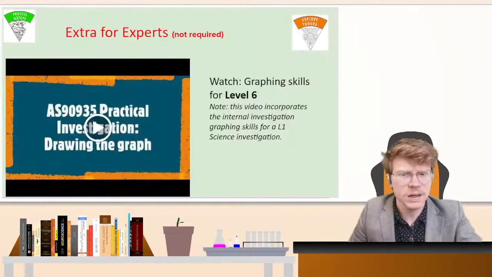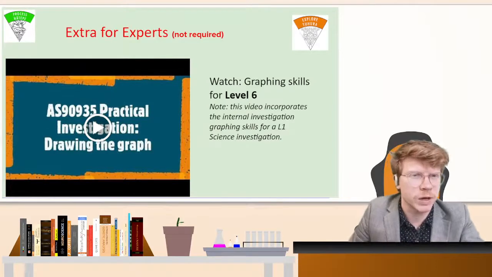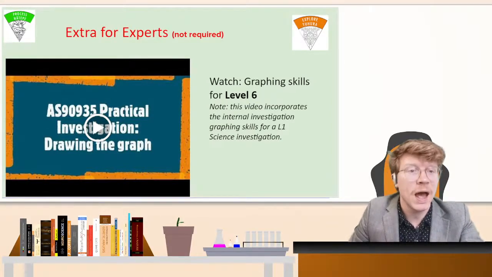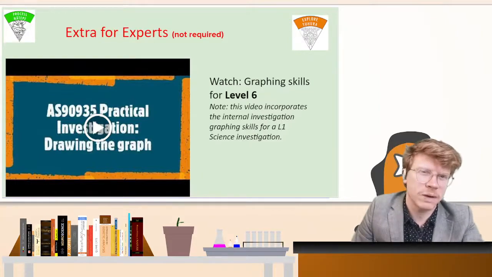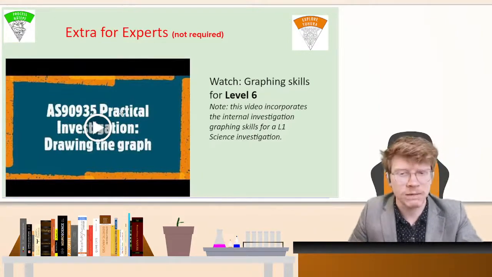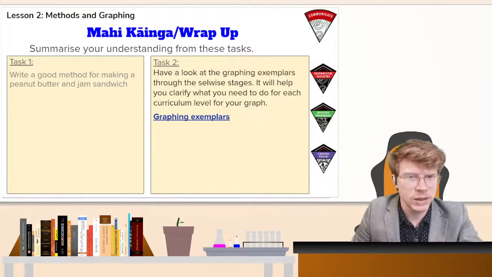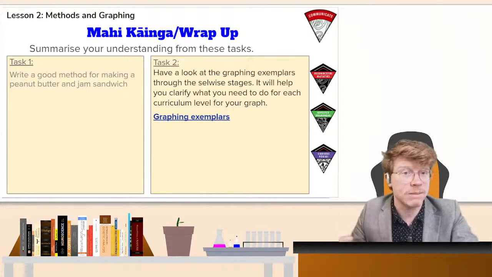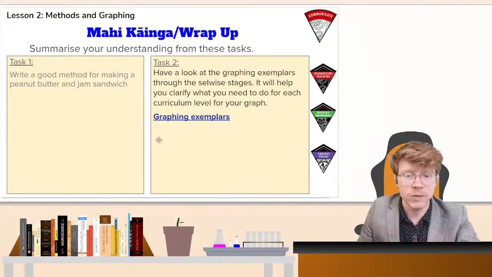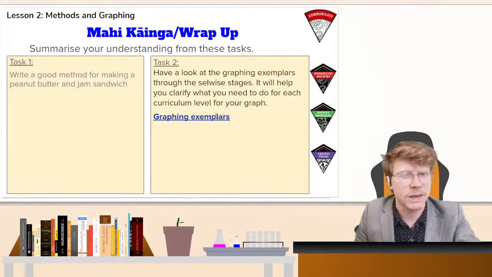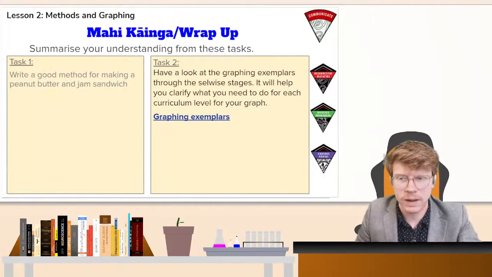Okay, a little bit of an extra for experts for those of you wanting to look at the year 11 sort of content. This is an investigation at level 6, so this is kind of next year stuff, but you're capable of this. So take a little bit of a look at that. Here are two little tasks you can look at. You could have another go at writing a better peanut butter and jam method, if method making is probably the part you need to work on most, or spend some time reviewing these graphing exemplars, if that's the part that you need to work on most.